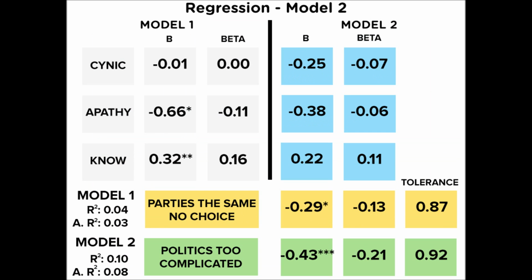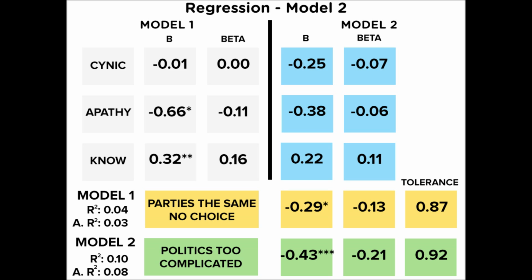In our second regression, we see that our previous independent variables have become insignificant. What has a bigger effect on political participation is feeling that parties are the same and there's no real choice, which decreases your level of political participation by 0.29, and feeling that politics are too complicated to understand, which decreases your participation by almost half a category and has the biggest overall effect.